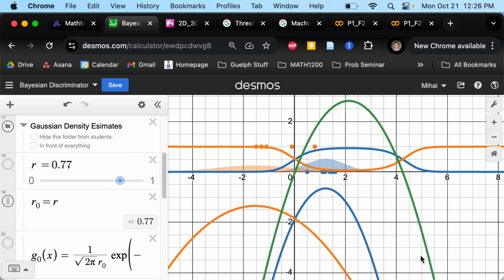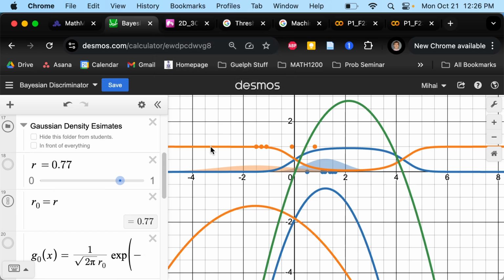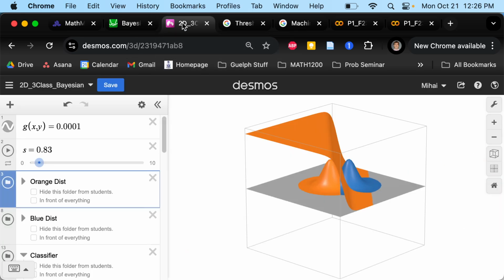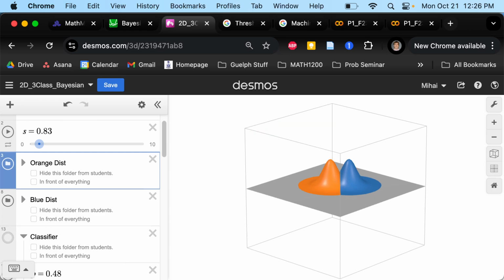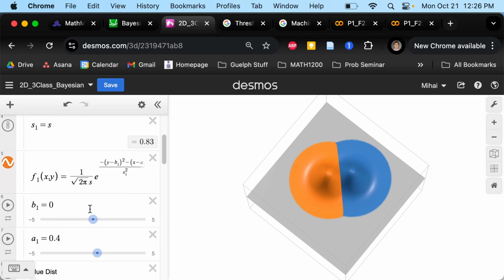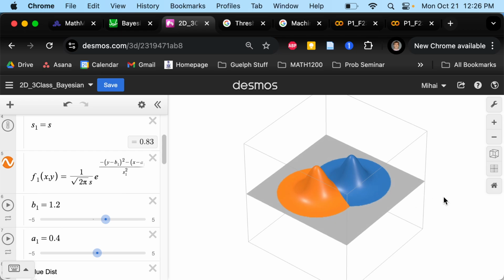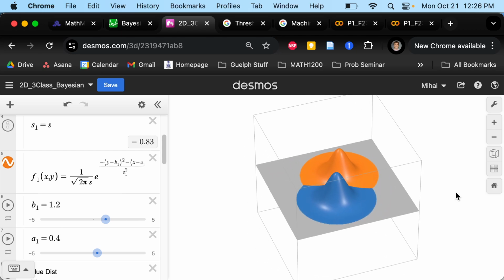Let me do one last thing about discriminators before we move on to something completely different, which is the exact same picture, but in 3D. So here it is in 3D. Let me turn off the classifier for now. Here are the orange blob and the blue blob, but now in 3D, and you can move them around. This is Desmos 3D, and this is the cool thing you can do with it: you spin it. Oh yeah, there we go.